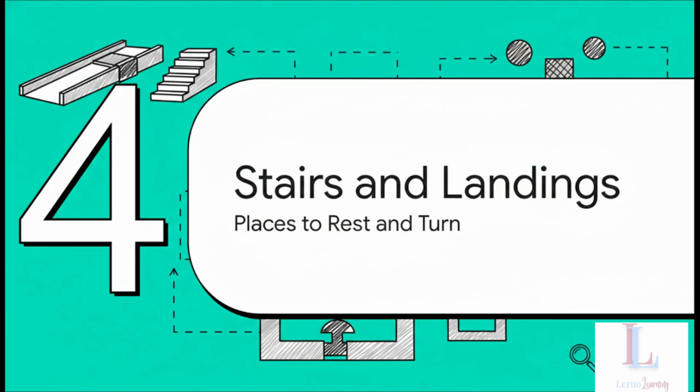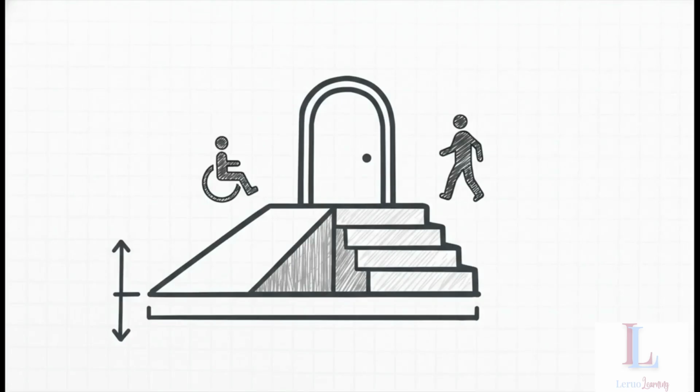All right, so a ramp almost never lives by itself. It's usually part of a bigger system that includes stairs, which have their own important rules, and landings. Think of landings as crucial pit stops, places to rest and turn for everybody. And this is a really important rule. You always want to have stairs alongside a ramp. It just gives people a choice.